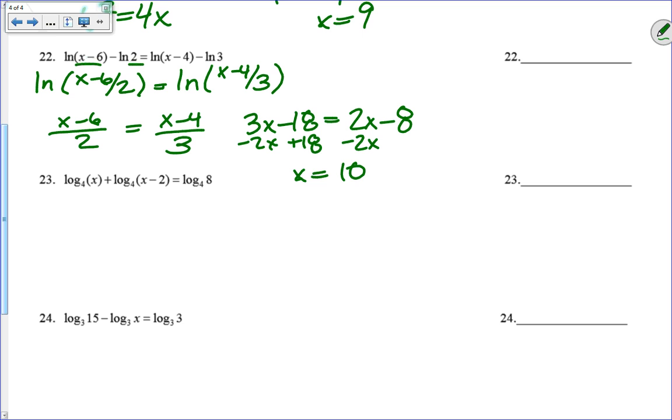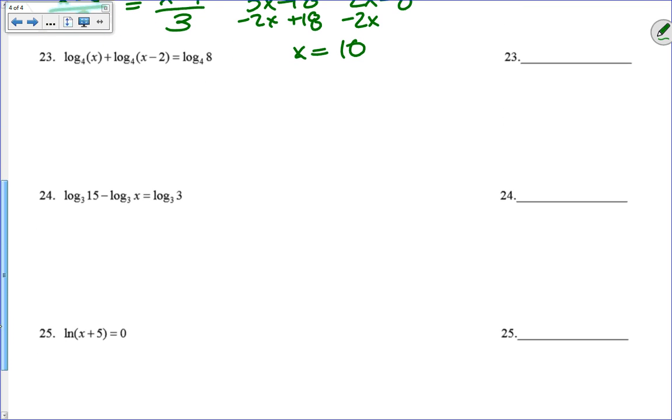So now let's take a look at 23. We're doing okay so far? Good on time? Awesome. So again, we got logs on both sides. So we're hoping that we can have the same bases. We can make that almost like that cancellation. We can just take what's in our parentheses. But we got 2 logs on one side, right? So we need to condense those down. Since we're adding, we can combine them with multiplication.